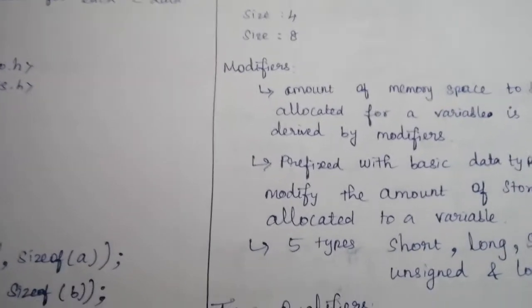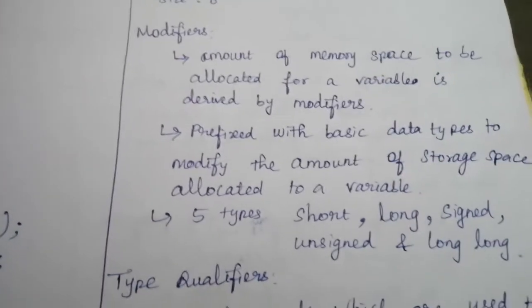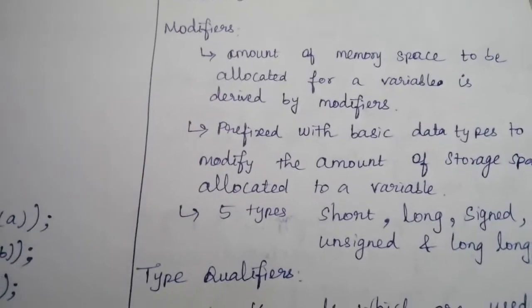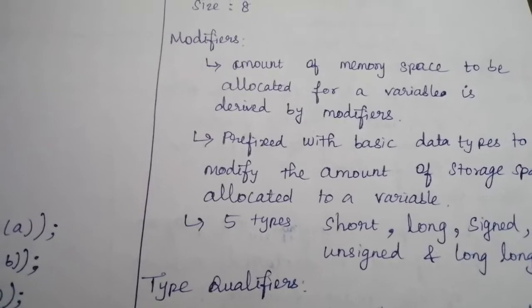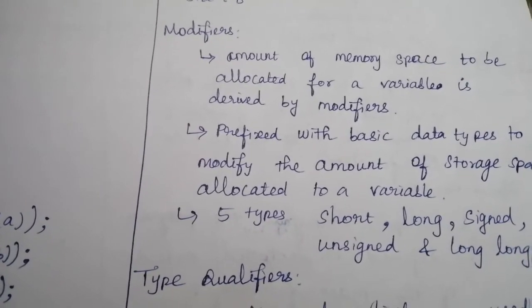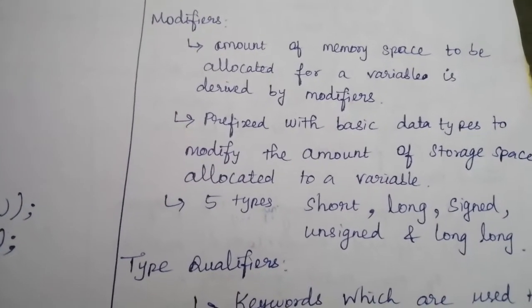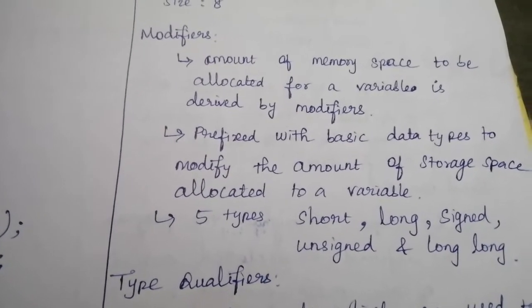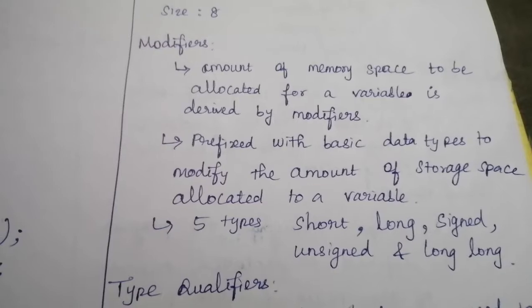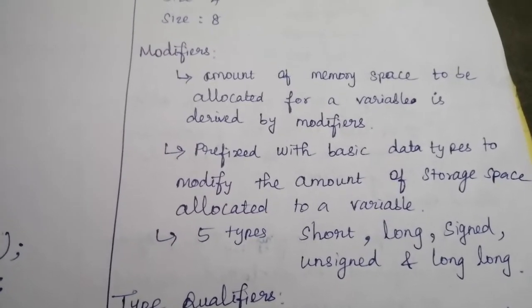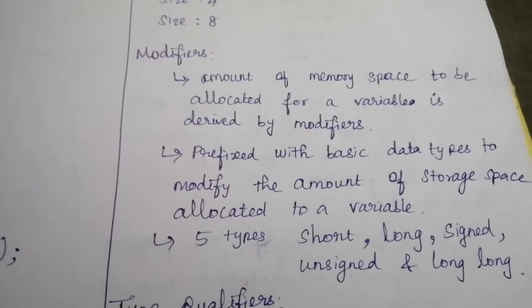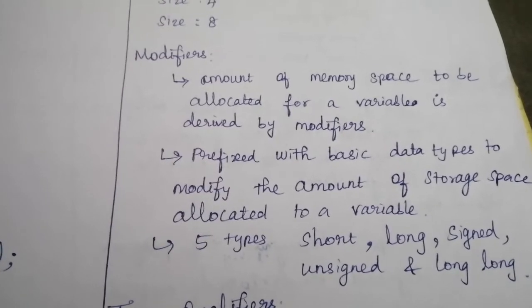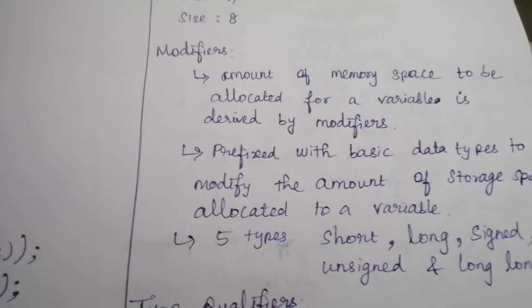So this is about the sizeof built-in function. Next we are going to discuss modifiers and type qualifiers. Modifiers are normally prefixed to the basic data types to modify the storage space allocated to a variable. With the help of these modifiers, you can modify the allocated memory space, either increasing or decreasing it. So this is about modifiers.